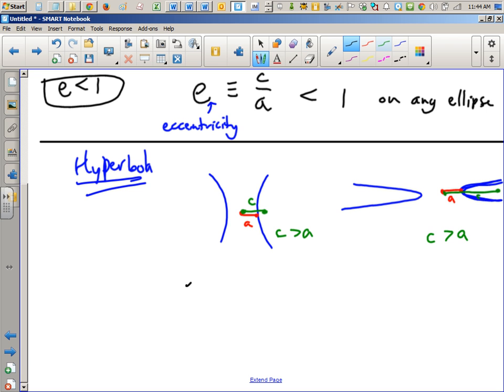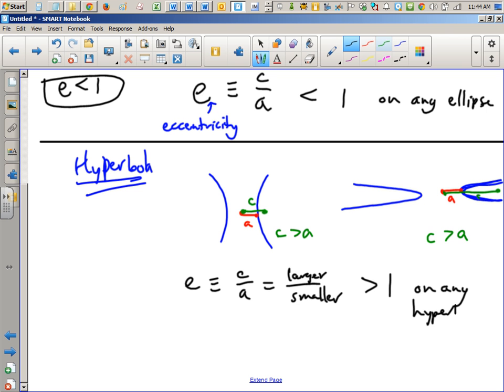And if we define eccentricity as C over A, C is the bigger number, so it's going to be larger value over smaller value. In other words, it's going to come out to be something greater than 1 on any hyperbola. So you could say that a hyperbola is an eccentricity greater than 1 conic. Which brings us to the circle.